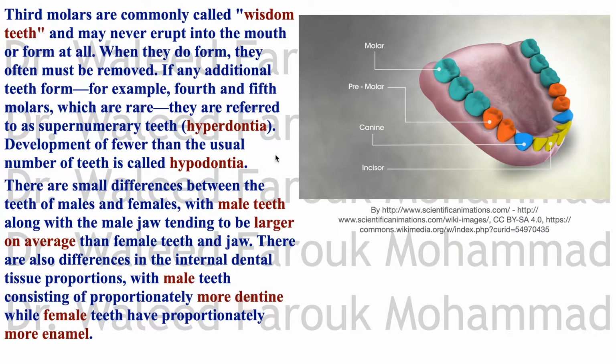The third molars are called the wisdom teeth, and sometimes they don't erupt at all, and when they erupt, sometimes they need to be taken off. If more than 3 molars appeared, like 4th and 5th, this is called hyperdontia. It means supernumerary teeth, and if fewer than the normal number of teeth occur, this is called hypodontia, the opposite of hyperdontia.